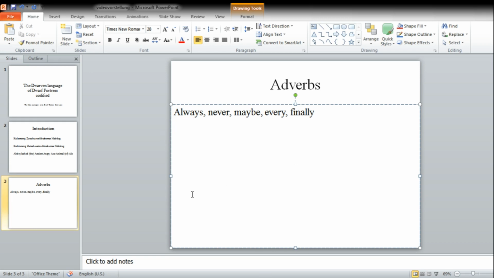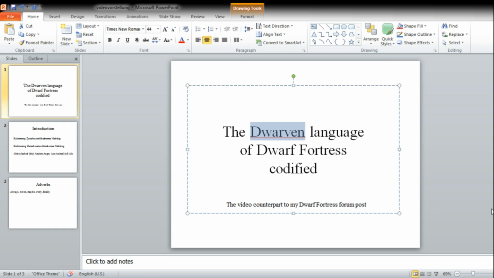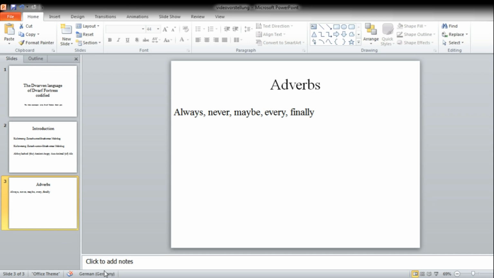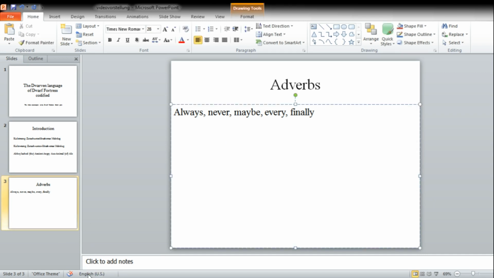And there is a list of these adverbs in the... Whoa, what did I just click on? There's a list of these adverbs. Wait a minute, what? Is there a language option for Dwarven? What was that? No. Oh, okay. Anyway.